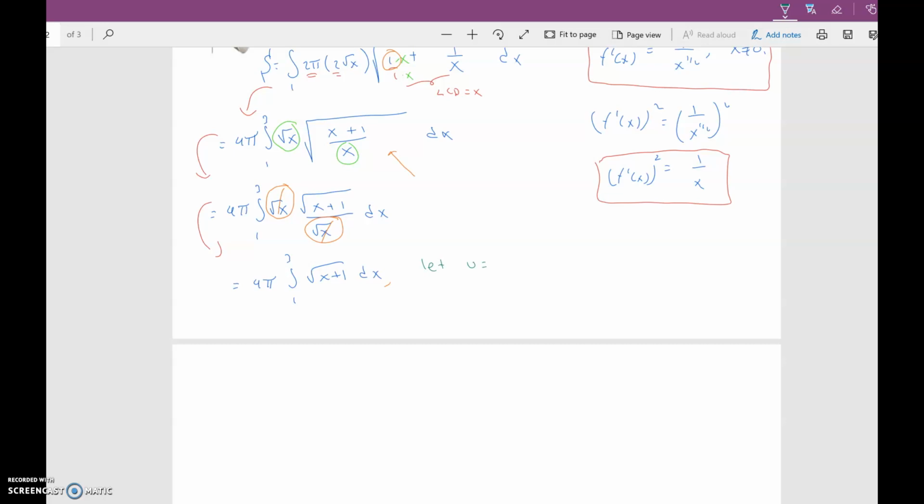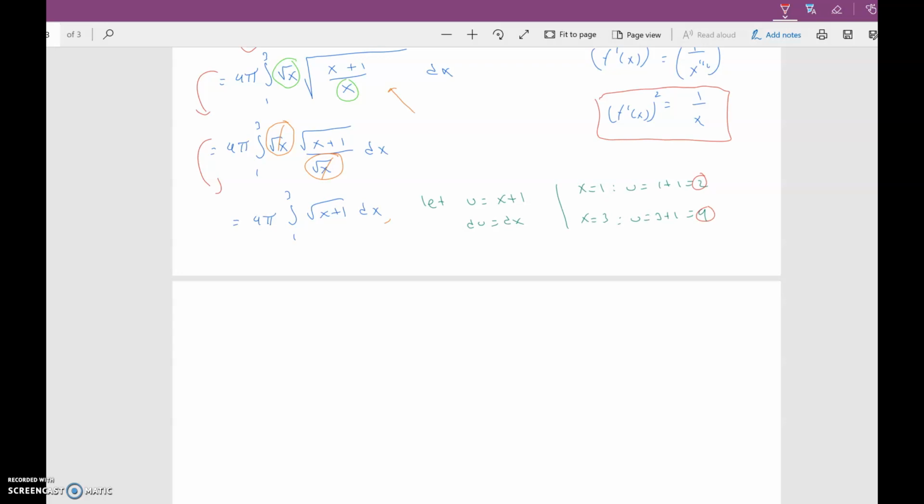So let u equal x plus 1, then du is equal to dx. For x equal to 1, your u is equal to 1 plus 1, which is 2. For x equal to 3, u is equal to, actually it should be 3 plus 1, same thing, so 3 plus 1, which is 4. Those will be the new limits of integration.